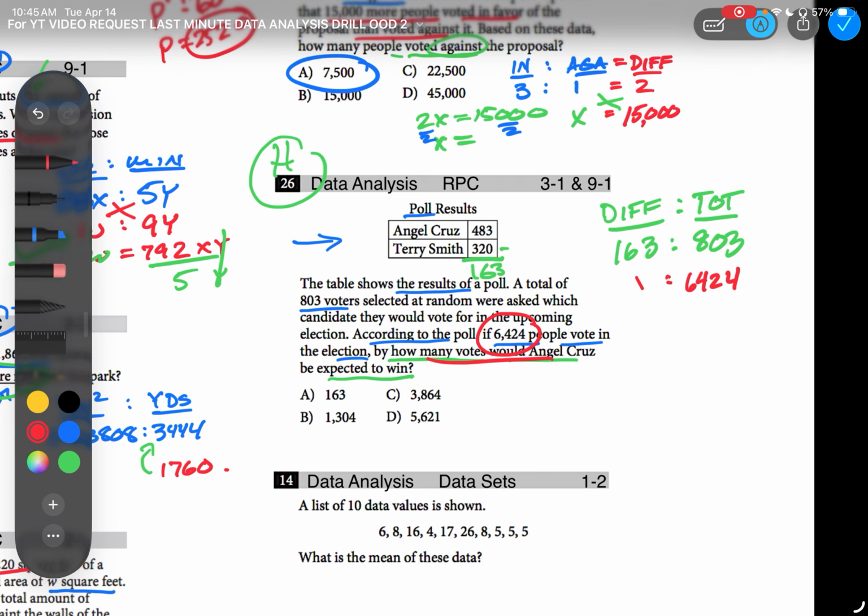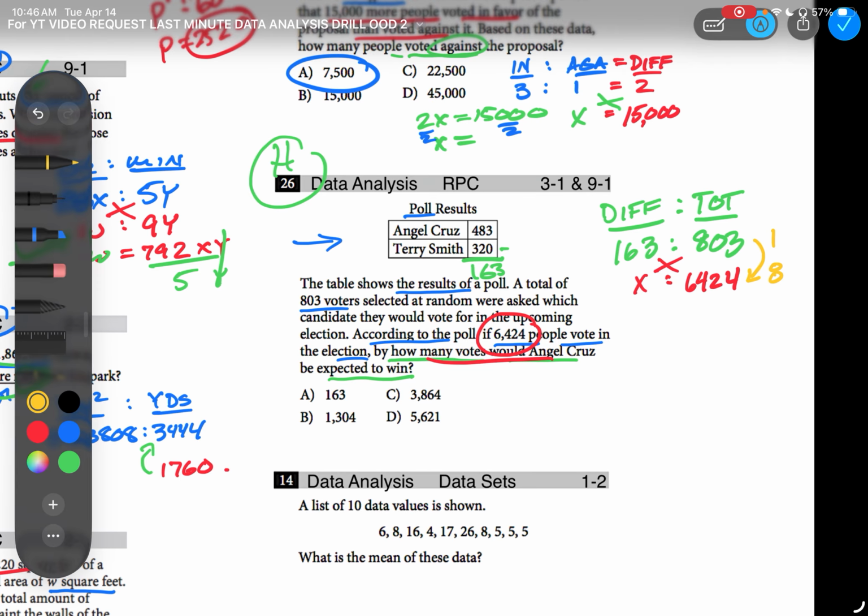And now we have to figure out how many actually voted. We can cross multiply. Now, if you cross multiply, you're going to get your answer. But I want to show you something else. Notice the totals. It's 803 to 6424. Isn't that a 1 to 8 ratio? Yeah, how many times does 800 go into 6,400? 8 times. So it's a 1 to 8 ratio.